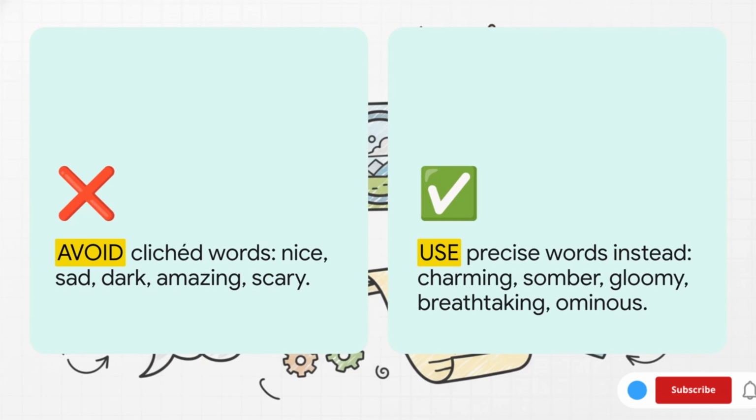Mistake number 1, lazy, boring words. I'm talking about words like nice, dark, or scary. These words tell the reader how to feel. Your job is to show them. So a forest isn't just dark, it's gloomy, with shadows that cling to the trees. See how that one word paints a completely different picture?